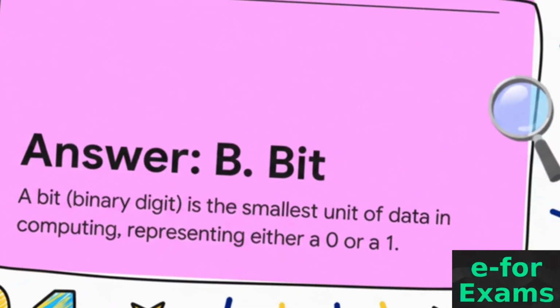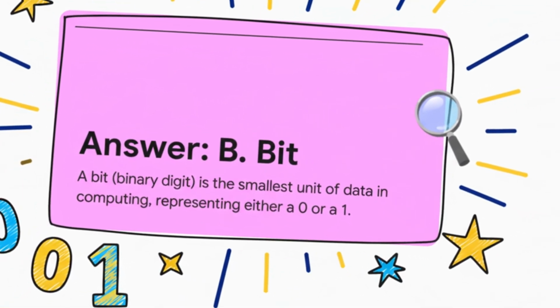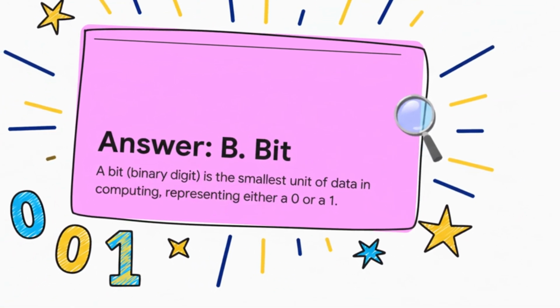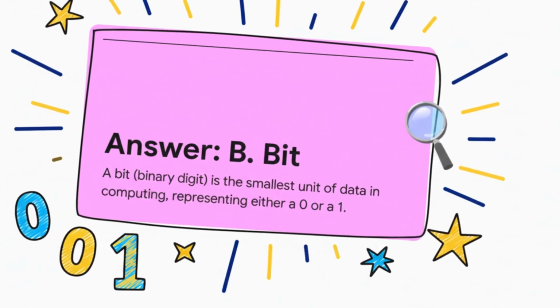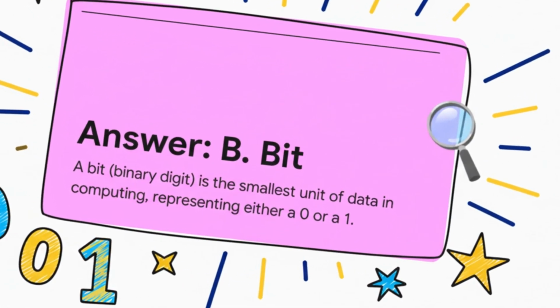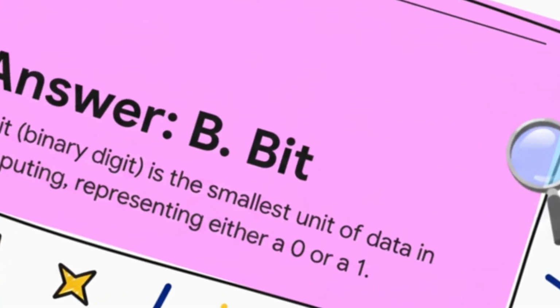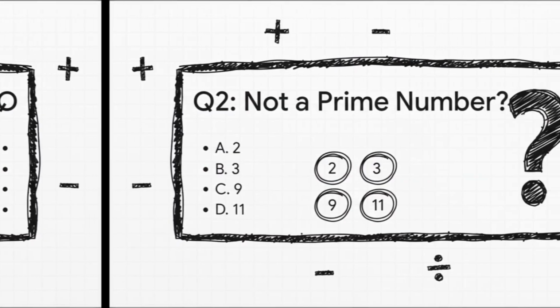And the correct answer is B. Bit. Of course it is. You know, the binary digit? That simple 0 or 1, that's the building block for literally everything digital. If you got that, congratulations. You're on the board with 1,000 rupees. All right, let's keep this train rolling.